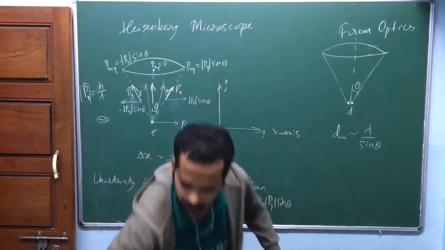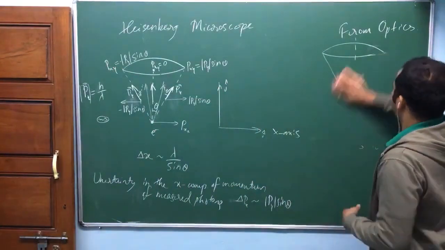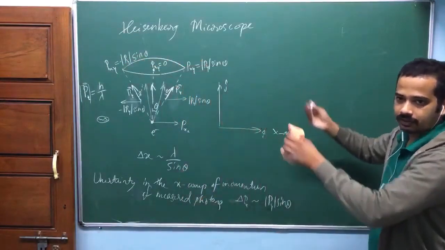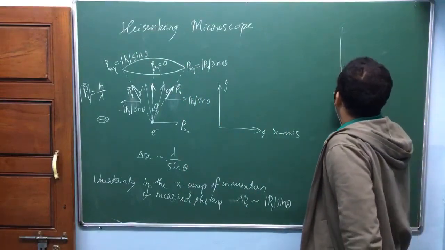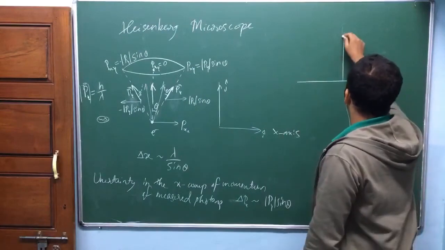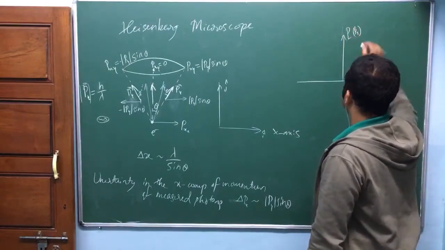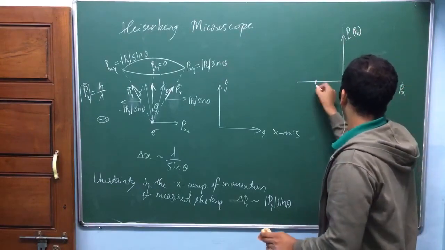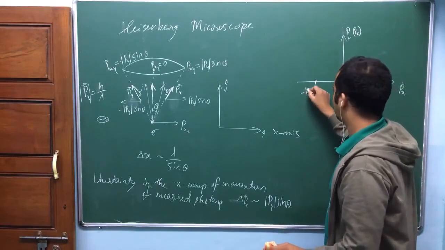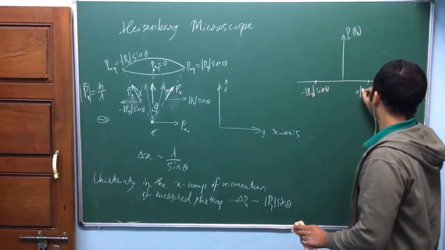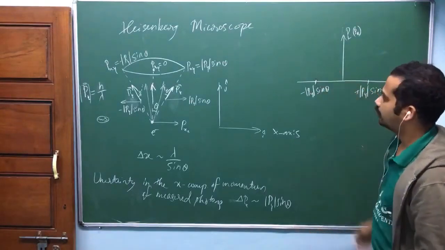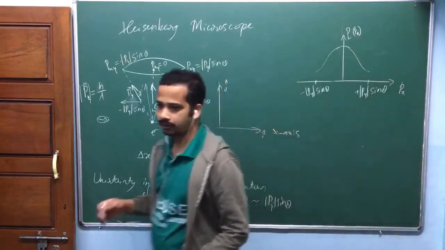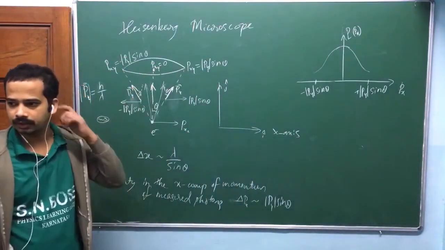Let me explain this, because it gives some mathematical idea that may be helpful later. More photons reach here, fewer photons reach here. It's a kind of diffraction pattern again. If you draw the probability distribution, probability versus p_x, you will have this range from minus mod p_y sin theta to plus mod p_y sin theta, but this probability distribution will not be uniform. It will be maybe like this, because you may receive less here, more here, or maybe equally probable.